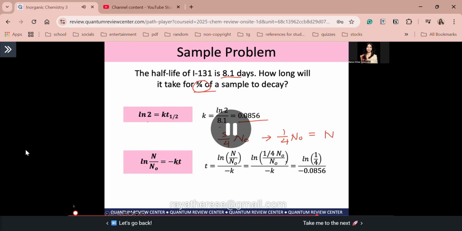Okay? Solving, we cancel N naught. We get Ln 1/4 over negative 0.0856. This is correct, guys, okay? Negative 0.0856. And you get t is equal to 16.2 days. Thus, the time it takes for 3/4 of a sample to decay is 16.2 days.